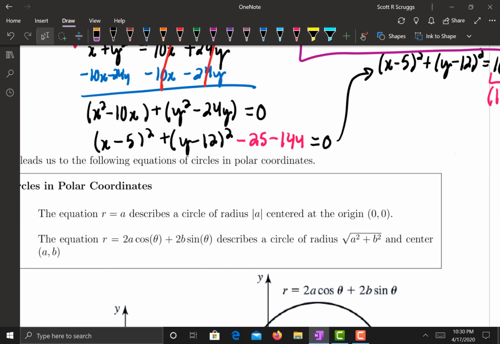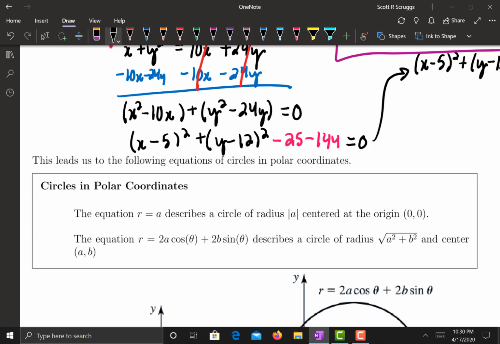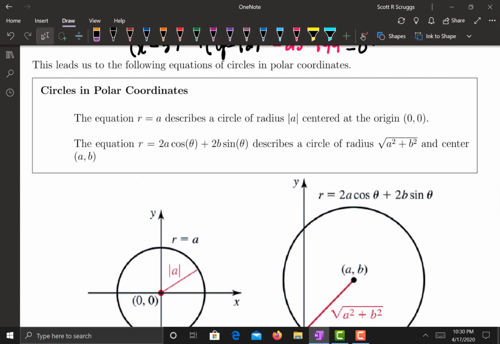And this also describes something in general for a circle in polar coordinates. As mentioned in one of the previous examples, if I just have that the radial coordinate equals a number, but the angular coordinate is not fixed, this is going to describe a circle with radius the absolute value of that number centered at the origin or the pole.